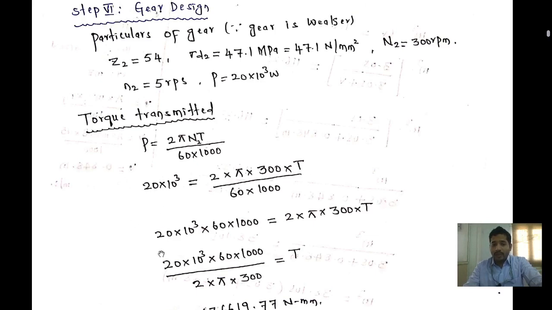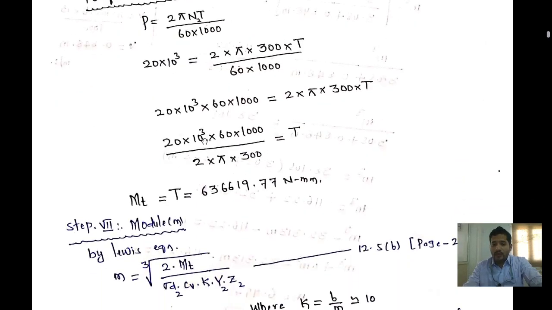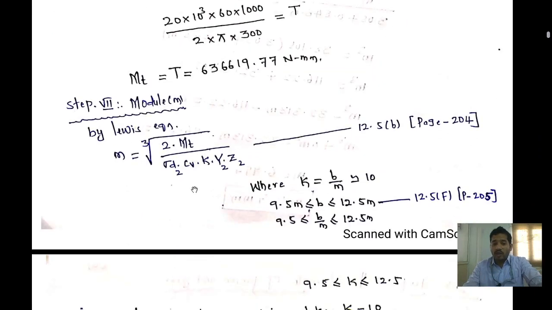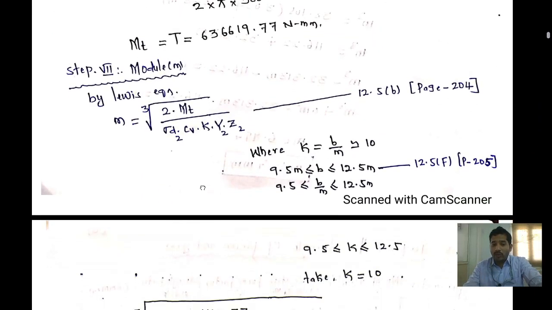If you cross multiply here, 20 into 10 power 3 into 60 into 1000 equal to 2 into pi into 300 into T. So if you divide this whole value, then you will get the value of torque as 63619.77 Newton mm. After getting the value of moment of torque, we need to find out the value of module.